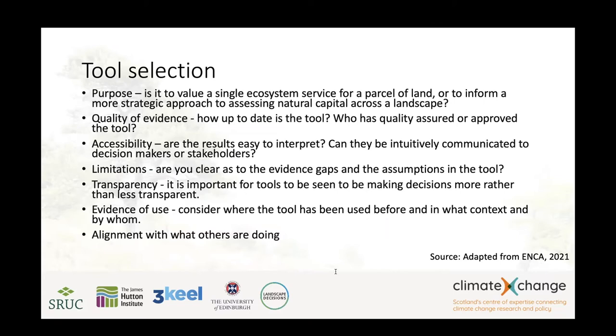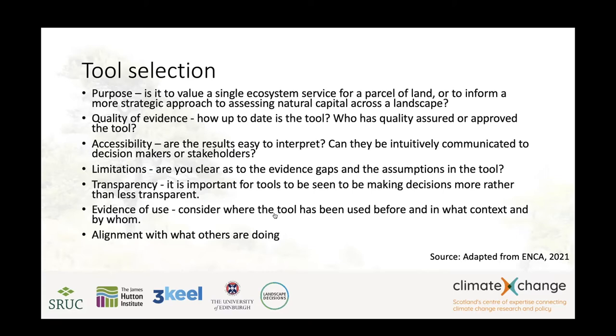And just to summarize on tool selection, there's been a lot written on this, but some of the recommendations: working out what the purpose is, of course. Is it to value a single ecosystem service for a parcel of land or to inform a more strategic approach? What's the quality? A lot of these tools fall by the wayside. Some of them are picked up more, and some have been more quality assured than others. Obviously, there are accessibility questions. Some of these require quite extensive GIS knowledge and modeling knowledge. Some are very easy without that knowledge. Then there are limitations, in that the data inputs and assumptions in the tools may or may not be relevant to some areas.